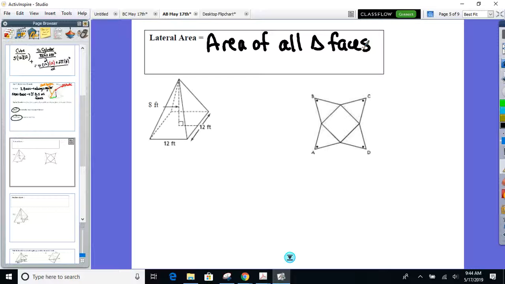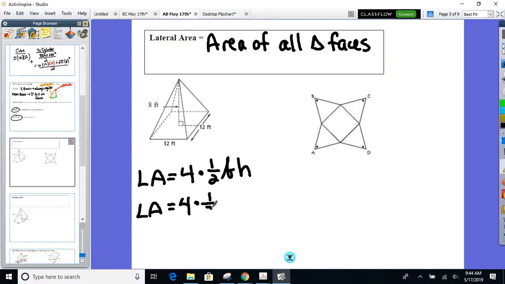How many in this first figure here? How many triangular faces do I have? 4. So the lateral area is going to be 4 times, what's the area formula for a triangle? 1/2 base times height. That's how I'm going to find the lateral area of a pyramid. Take off the base and you got triangles left. All right, stay with me.